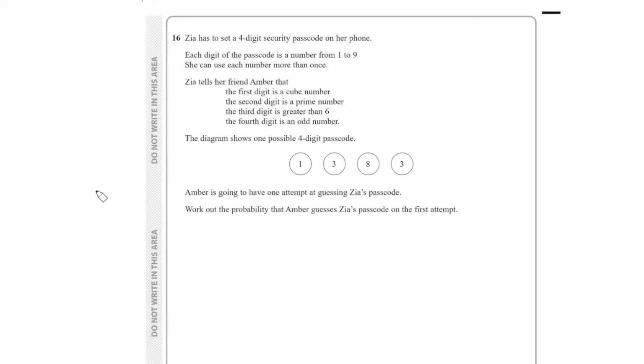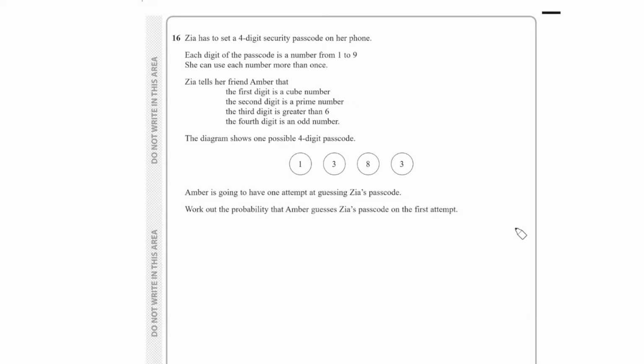Okay, question 16. So Zia has to set a 4-digit security passcode on her phone. Each digit of the passcode is a number from 1 to 9. She can use each number more than once. Zia tells her friend Amber that the first digit is a cube number, the second one is prime, the third one is greater than 6, and the fourth is an odd number. The diagram shows one possible 4-digit passcode. Amber is going to have one attempt at guessing Zia's passcode. Work out the probability that Amber guesses Zia's passcode on the first attempt.